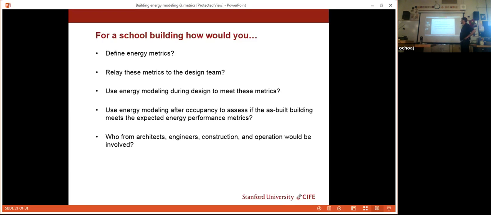I think we covered this one here. For a school building, how would you define energy metrics? Relay these metrics to the design team. Use energy modeling during design to meet these metrics. Use energy modeling after occupancy to assess if the as-built building meets the expected energy performance metrics. And who from architects, engineers, construction, and operations will be involved?